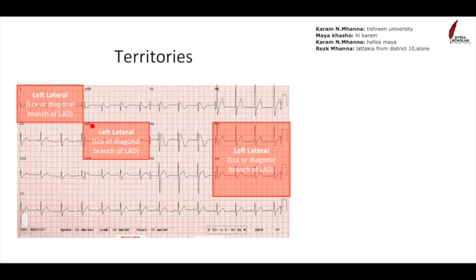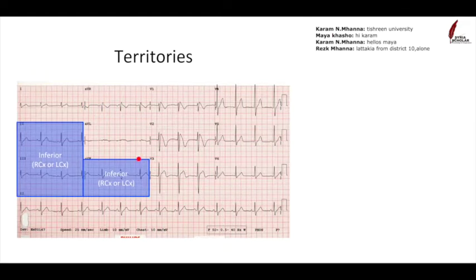Leads 1, AVL, and leads 5 and 6 are looking at the left side of the heart. We can go into more detail later about which arteries that means are supplying it and the various other details. But just to think about it to begin with, the left side of the heart is being looked at by lead 1 and lead AVL. Then leads 2, 3, and AVF are looking at the bottom of the heart, the inferior part. So the bottom of the heart is on this section.